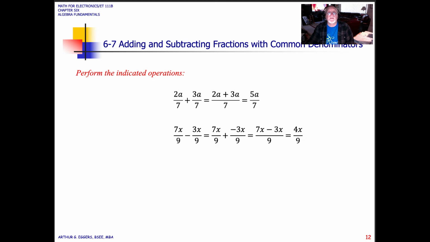Same thing applies with subtraction. In this case, we have a 9 as a common denominator. So we can combine the terms in the numerator, 7x minus 3x, divided by 9, and we end up with 4x over 9.